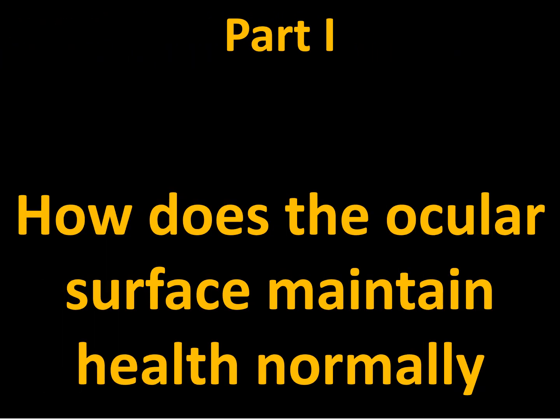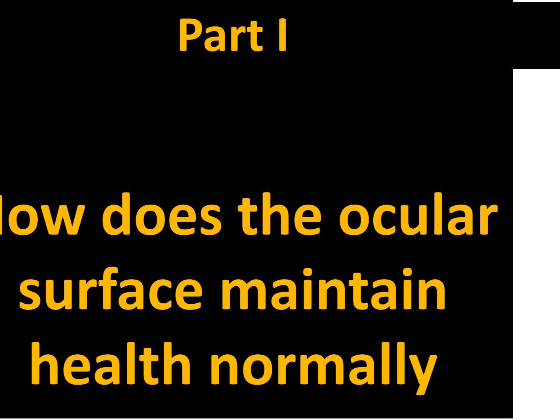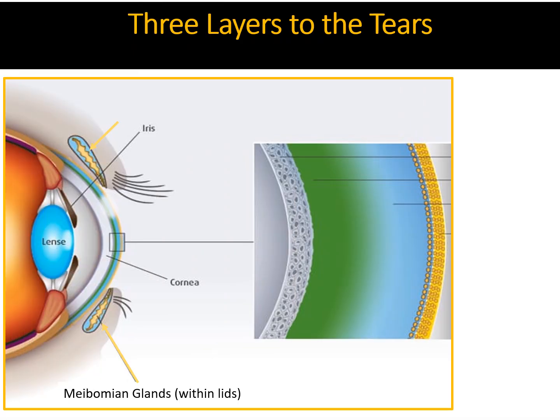So part one, how does the ocular surface work normally? The tear layer is the first surface light hits as it's coming into your eye, and if the tear layer is a bit wobbly for whatever reason, your vision is going to vary. So it's important to maintain stability.